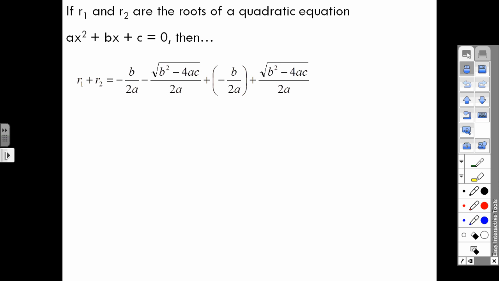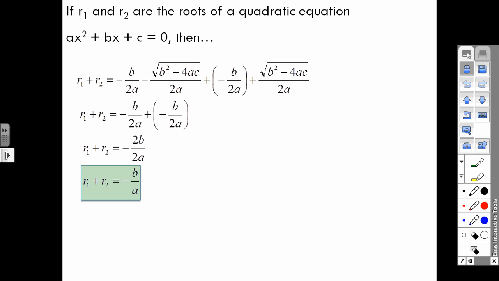If we were to add the 2 roots together, this is what that would look like. Here's one version where we're subtracting, and here's the other version where we're adding. If we add these 2 roots together and simplify, the nice thing is that this term and that term are going to add out. They become 0. We're left with negative b over 2a plus negative b over 2a. Simplify that down and it's negative 2b over 2a. The 2's cancel, and you're left with negative b over a. So the sum of roots is negative b over a.